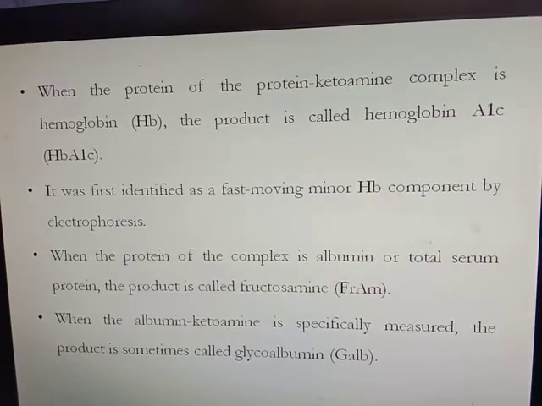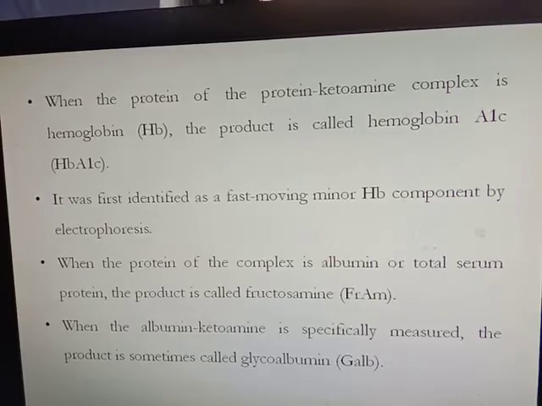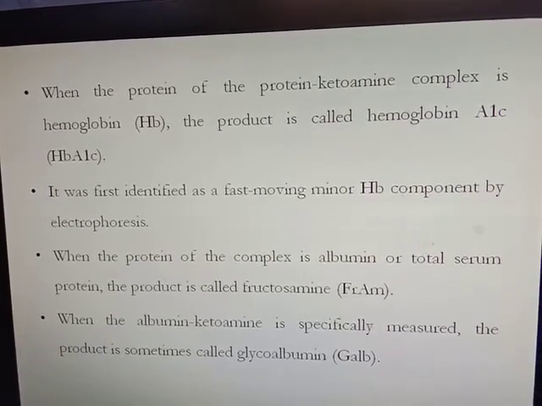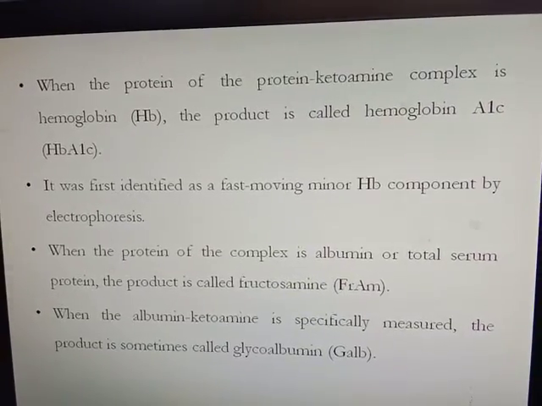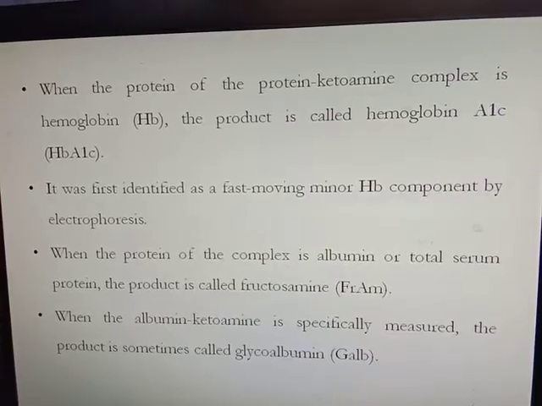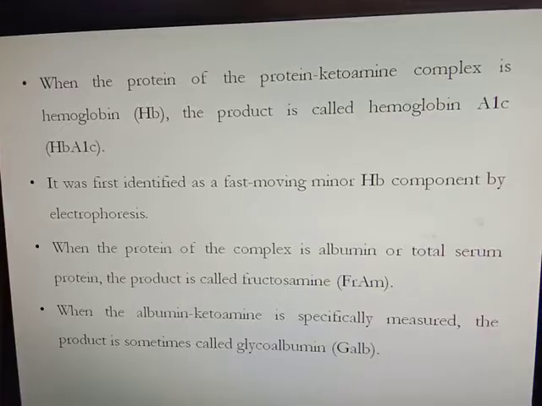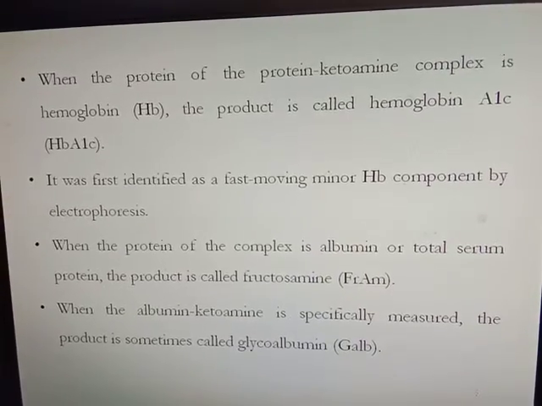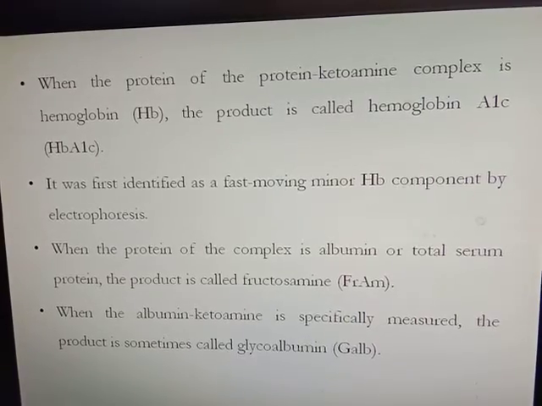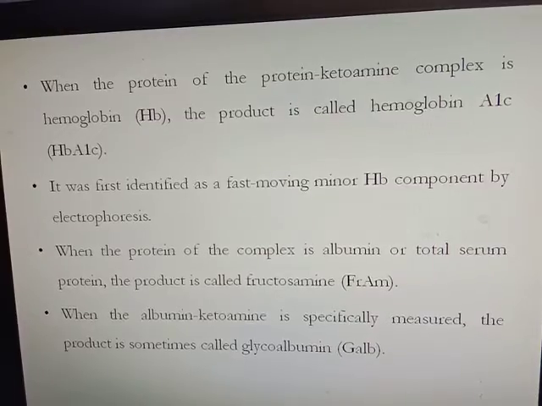When the protein of the complex is albumin or total serum protein, the product is called fructosamine. So students, if glucose is bound specifically to hemoglobin, it is called HbA1c. If glucose is bound to total protein or albumin, it is called fructosamine. When albumin ketoamine is specifically measured, the product is sometimes also called glycoalbumin.